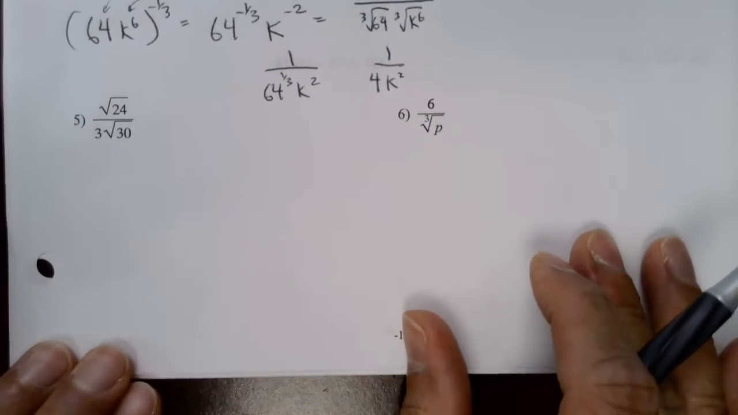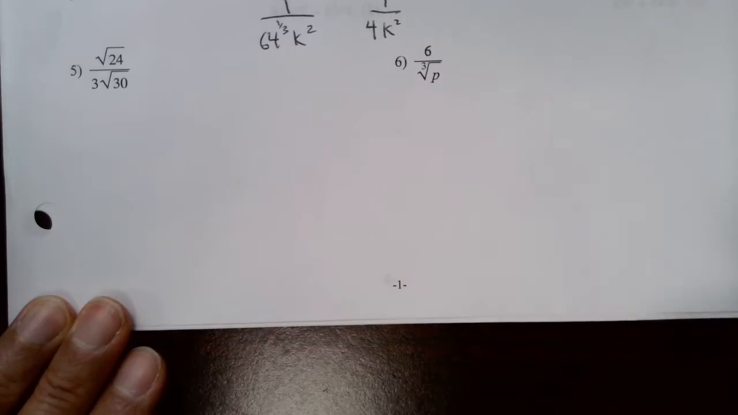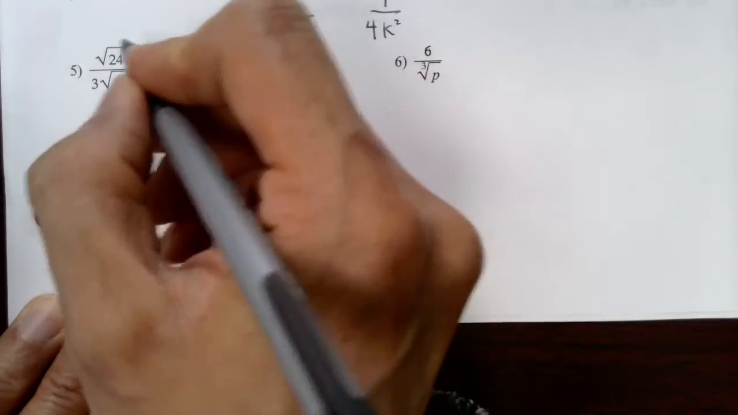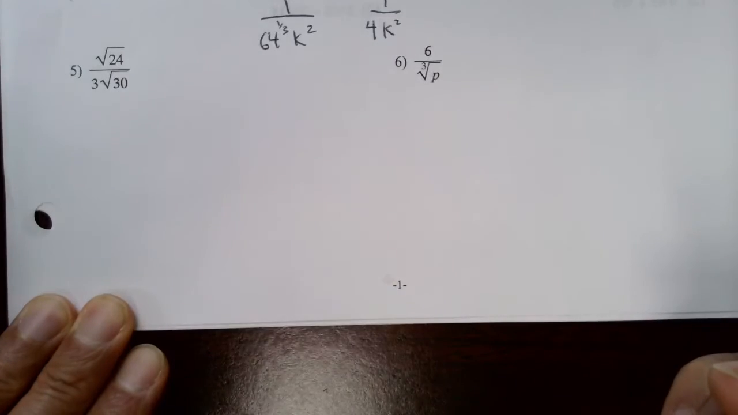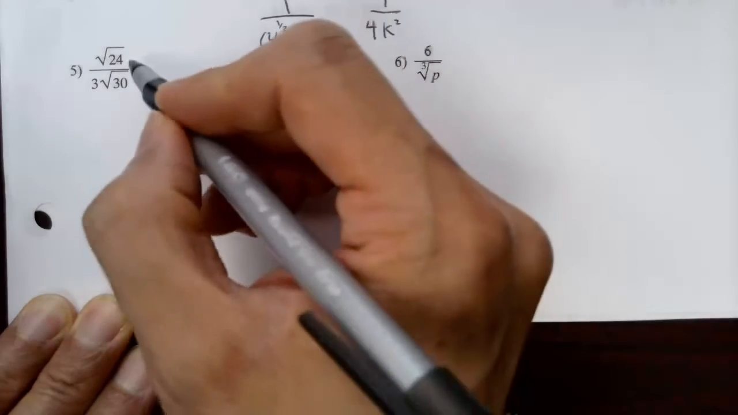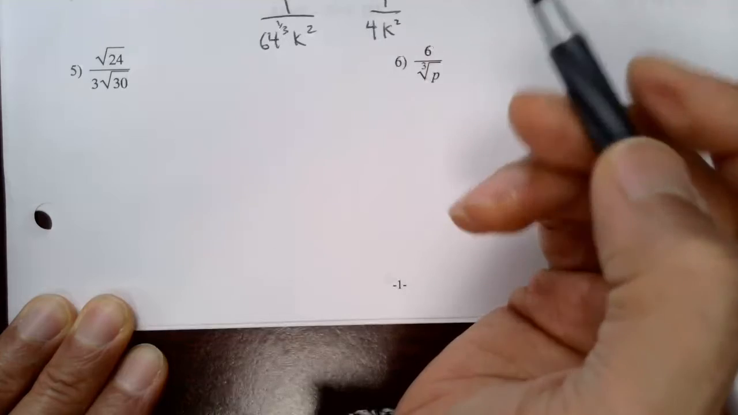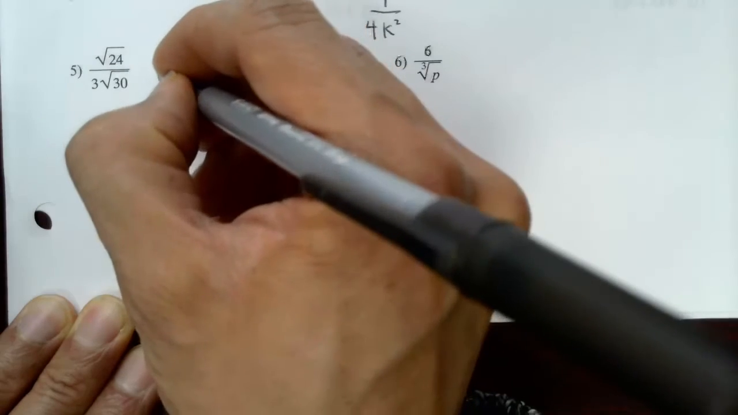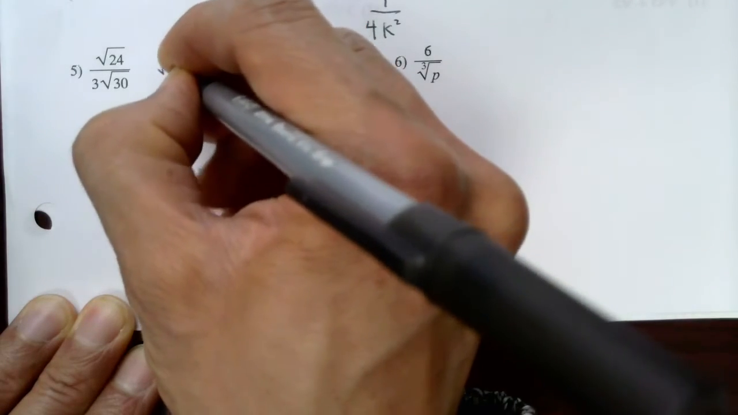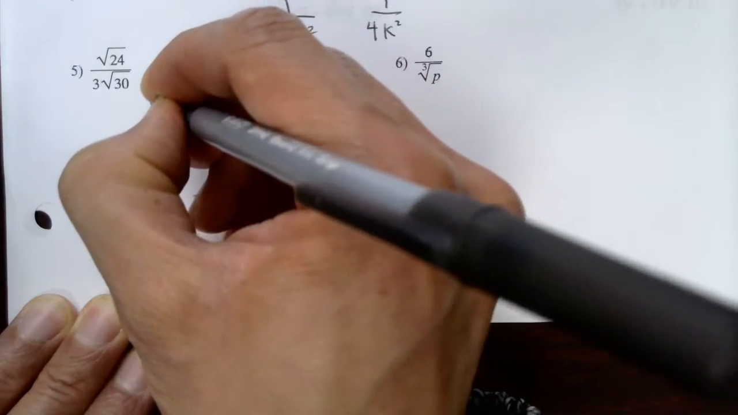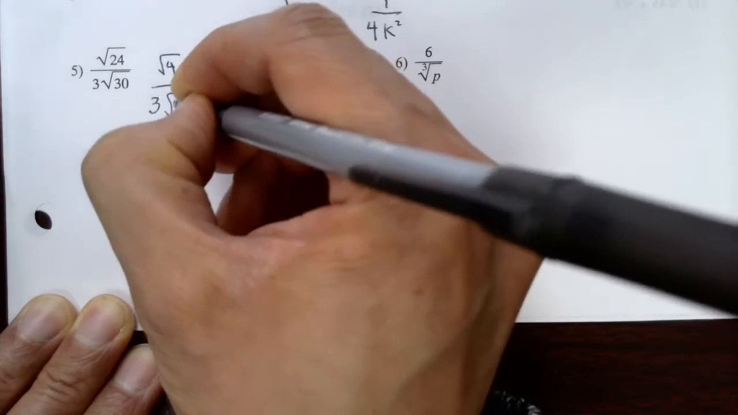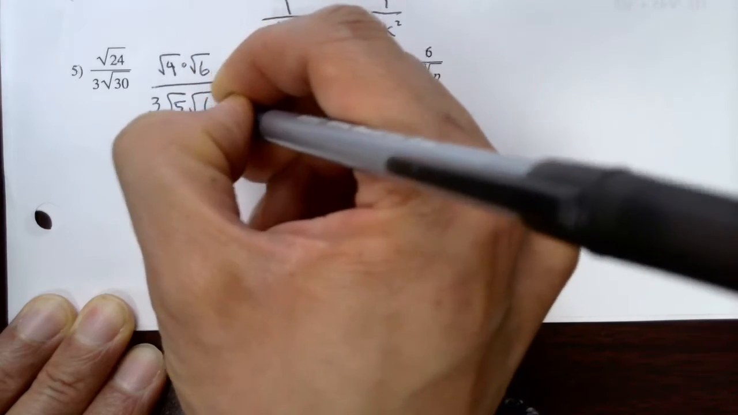Moving on to numbers 5 and 6. Okay, so we're looking for ways to simplify this. We also don't want that root in the denominator. I'm seeing 24 and 30 share a factor of 6, so I think we can simplify this first. So, incidentally, root 4 simplifies nicely, and 30 I could break into 5 times 6.